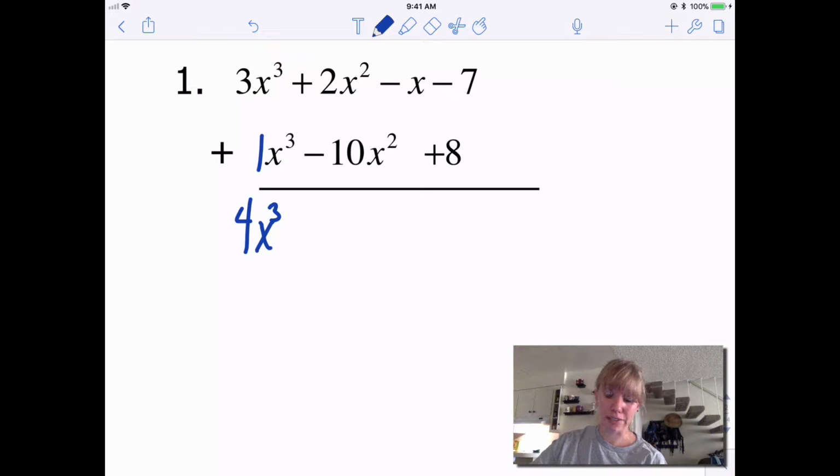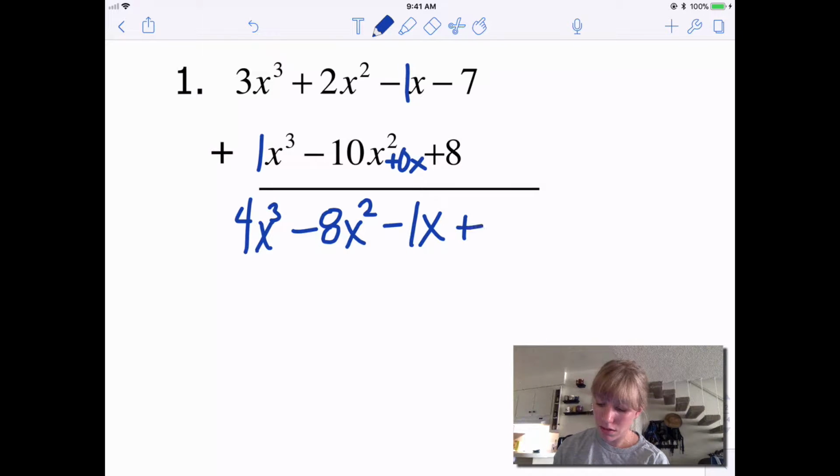And then I've got x squared terms. I have 2x squared minus 10x squared, so I subtract or I add those coefficients. 2 plus negative 10 is negative 8. The x squareds do not change. They stay the same. My next term, negative x, is in the top polynomial. In the bottom polynomial, I don't have any x's. So I can kind of say like there's 0 x's down there. Negative 1x plus 0x is still negative 1x. And then negative 7 plus 8, that's an easier one, that's just 1. So that is my final answer.